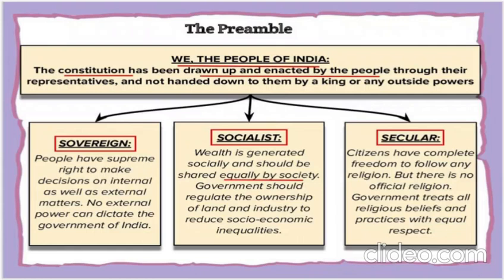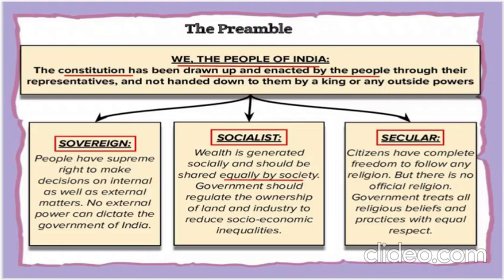Sovereign. Sovereign means that the people have the supreme right to make decisions, and there can be no external power. There will be no colonial rule which can come and dictate to India. So we are sovereign. We have our own people as the supreme power. Socialist. Everyone should be equally treated in society. Wealth should be socially generated and should also be shared. The government will regulate ownership of land and industry to reduce such socioeconomic inequalities.